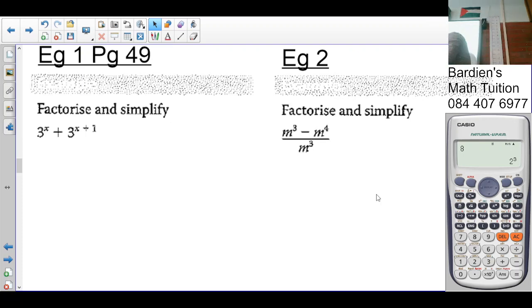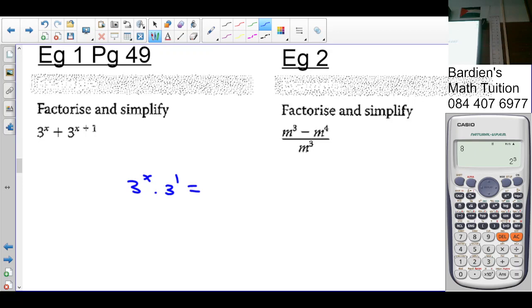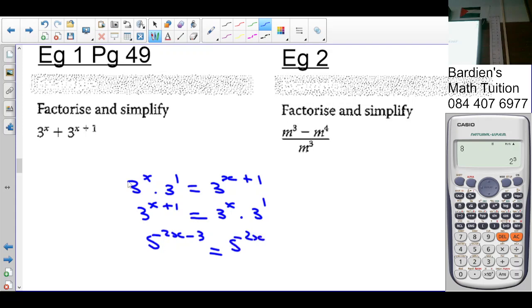Okay? So what we do is, we know that if you've got 3 to the x times 3 to the 1, and I needed to simplify this, what would it be? It will be 3 to the x plus 1. So that means to say that 3 to the x plus 1 is also equal to 3 to the x times 3 to the 1. You guys understand? What if I had 5 to the 2x minus 3? That can be written as what? In factor form. 5 to the 2x times 5 to the negative 3.